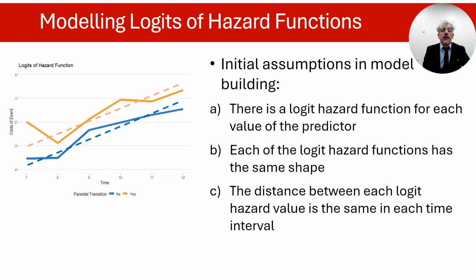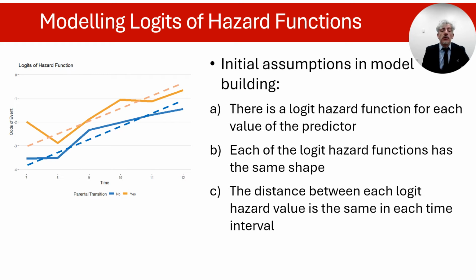One is that there is an estimated logit hazard function for each value of the predictor. In this case, we will estimate two hazard functions because we have a predictor that only takes two values. When we work with continuous predictors, we estimate hazard functions for each value of the continuous predictor. The task of modeling is also facilitated if we assume that the functions for different levels of predictors have the same shape. So for example, here we assume that both functions follow a linear trend in this example.